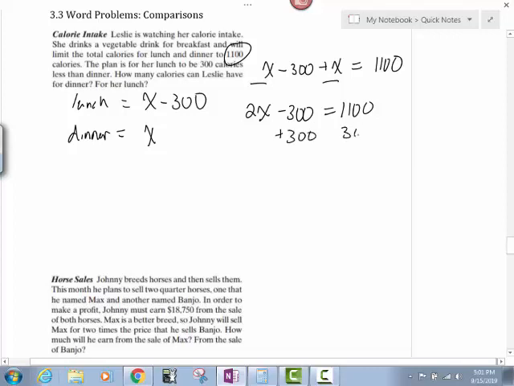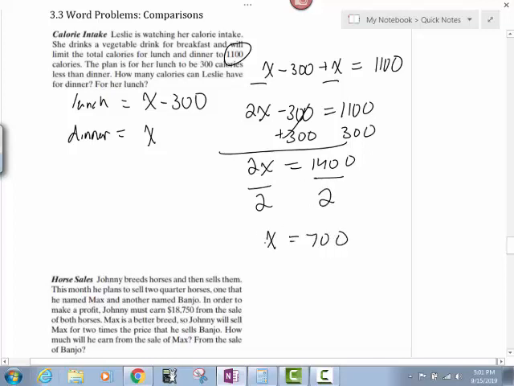You can go ahead and add 300 to both sides. So 2x equals 1,400. So when we divide both sides by 2, x is going to be equal to 700.